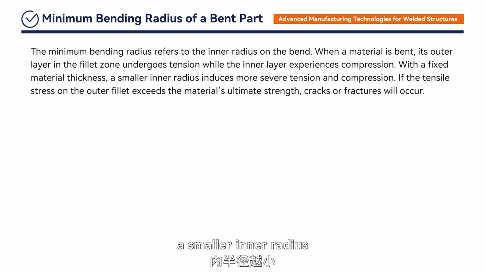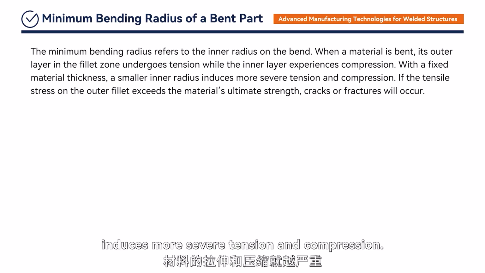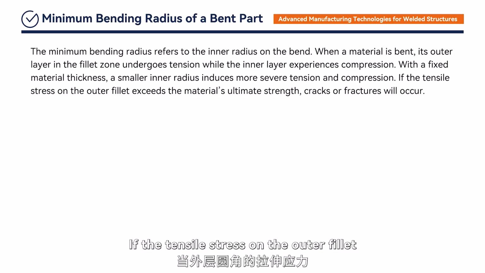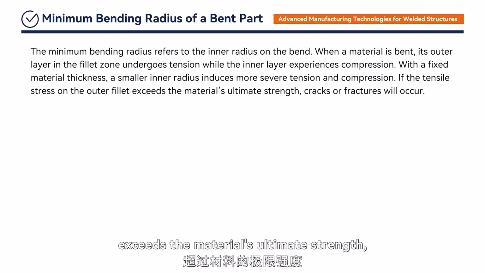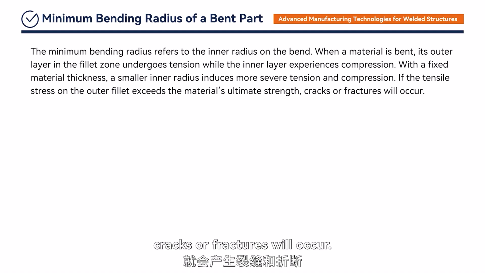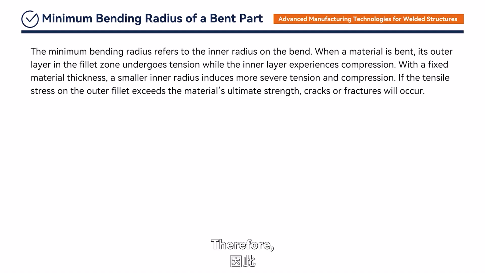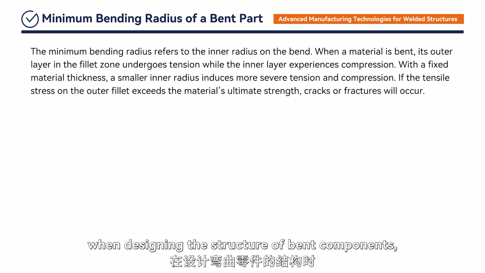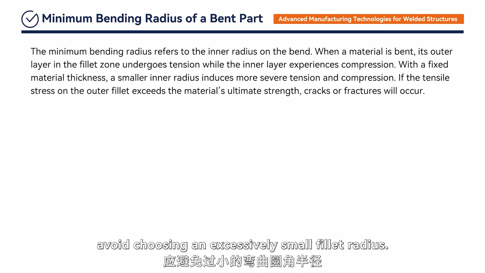A smaller inner radius induces more severe tension and compression. If the tensile stress on the outer fillet exceeds the material's ultimate strength, cracks or fractures will occur. Therefore, when designing the structure of bent components, avoid choosing an excessively small fillet radius.